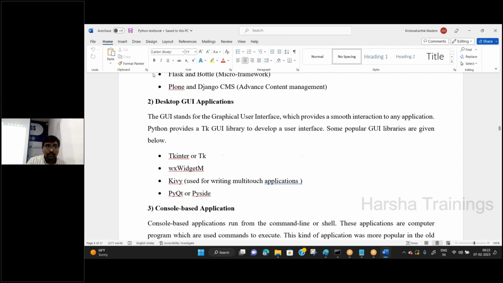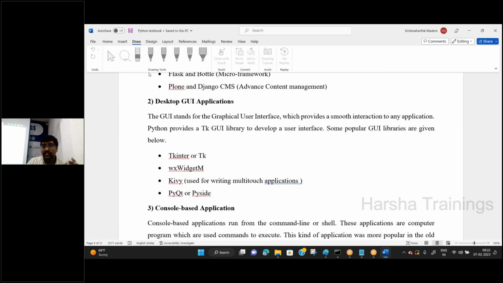Any desktop application, we are using Python. They are providing some predefined packages, right? Suppose if you want to develop any desktop application, they are using these packages.